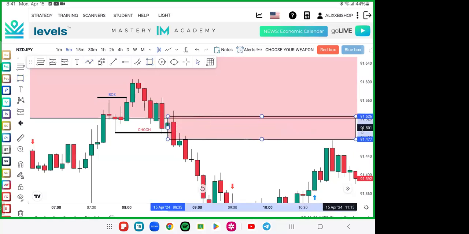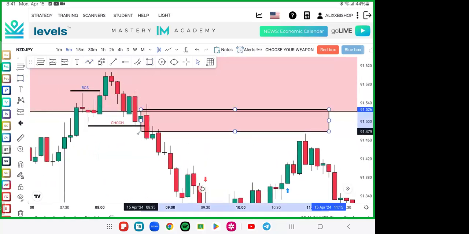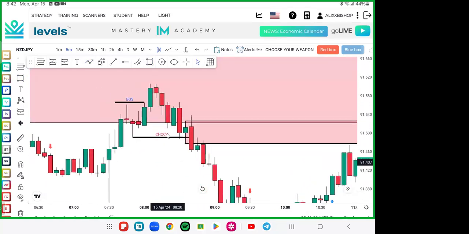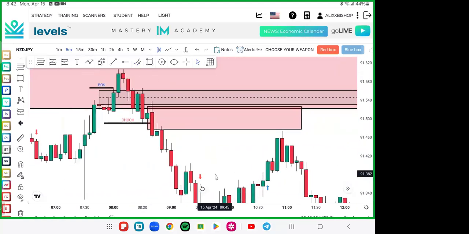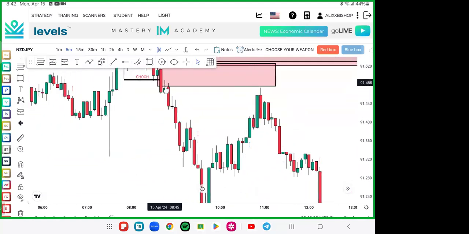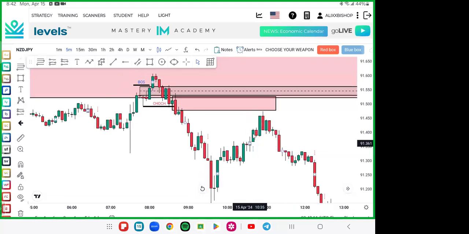And market never comes back to that area. Boom. And obviously I have my shoulder right here as well. So we could have got in right here, went break even, and never would have got hit again. That's on the 5 minute.